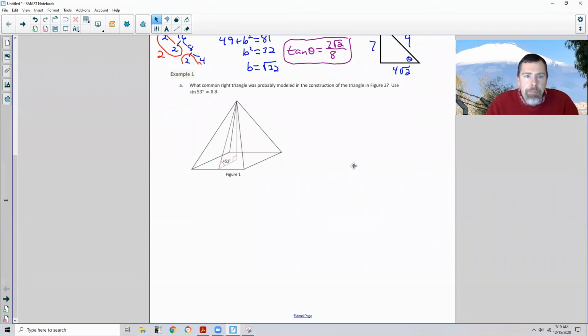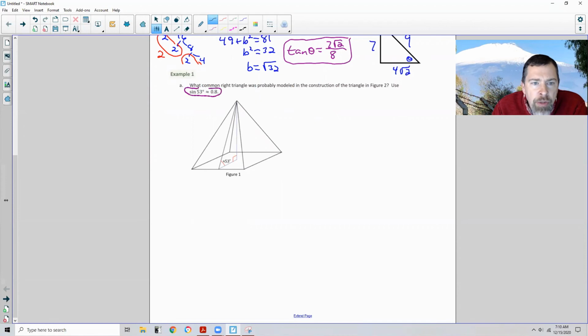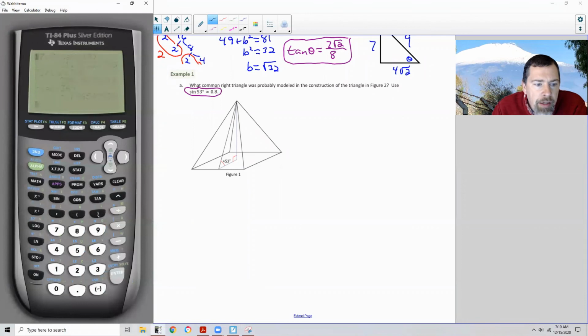Example 1. It says, what common right triangle was probably modeled in the construction of the triangle in figure 2? Use sine of 53 equals 0.8 as an approximate value. They're approximating the sine of 53. Sometimes they tell you what they want you to approximate sine as, because if I turn my calculator on and take the sine of 53, it's 0.798635551, and it goes on forever because it's irrational. They're just saying round it to the nearest tenth, 0.8.